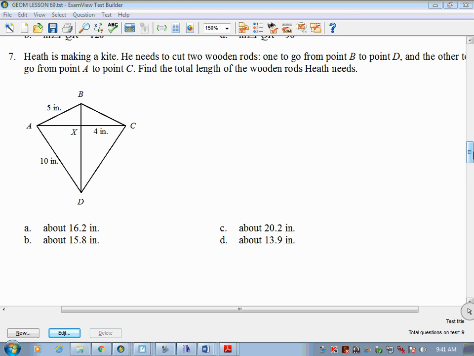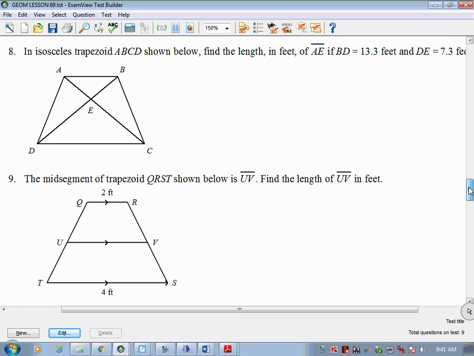All right, 8 and 9 come back to some trapezoids. Here's an isosceles. Notice that it's diagonals. What do I know about the diagonals of an isosceles trapezoid? They're congruent. So if AE, that's this length here, is 13.3, and DE is 7.3, and I know that doesn't look right because it's got the blue line being longer than the red line, but in any case, find the length in feet of AE.